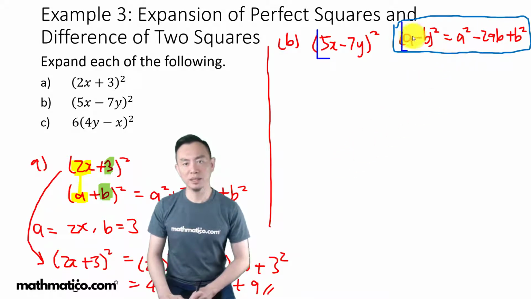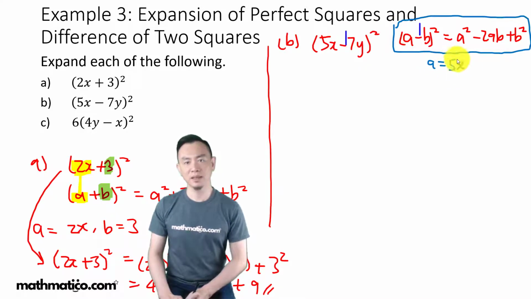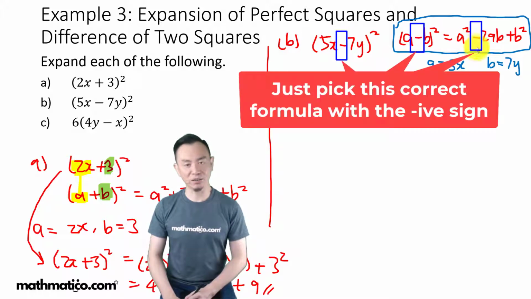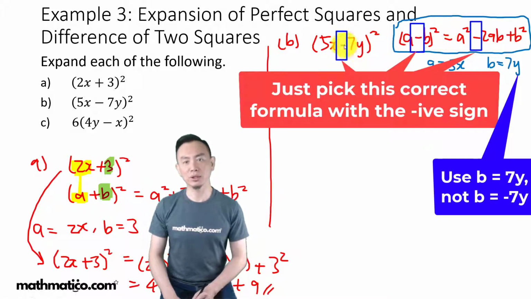And from here, you can see that a is 5x, b is 7y, okay? b is equal to 7y. Now, don't worry about this negative sign, the formula takes care of it. So you don't try to substitute a negative 7y into the formula, because this negative sign has already been taken care of by the formula.